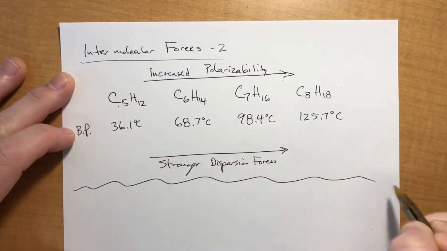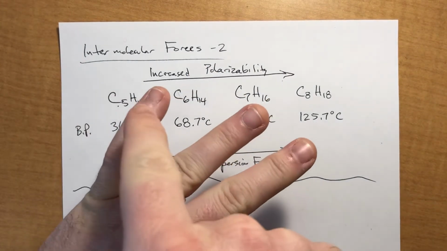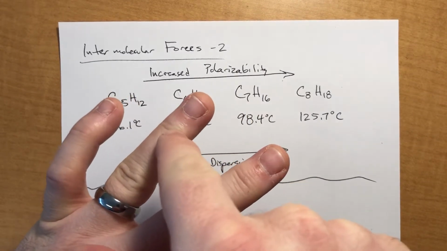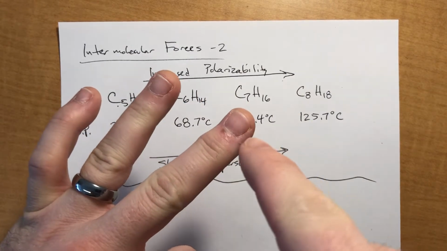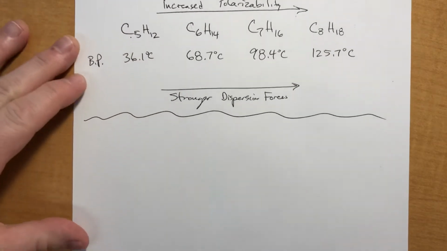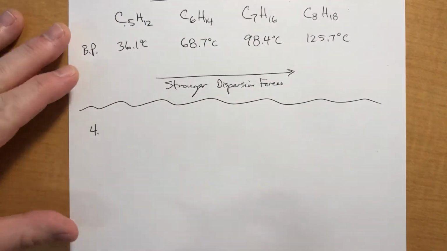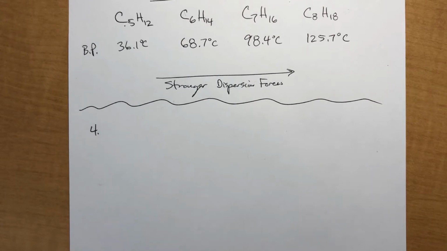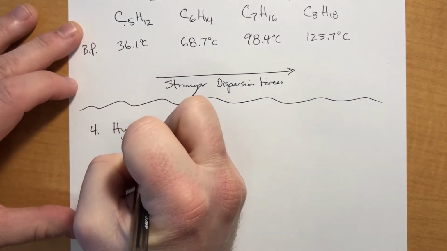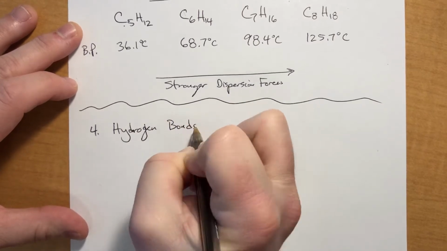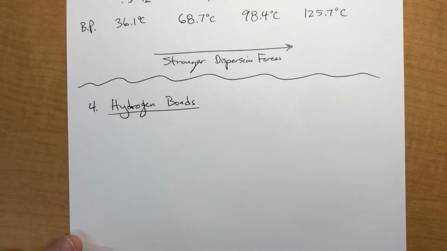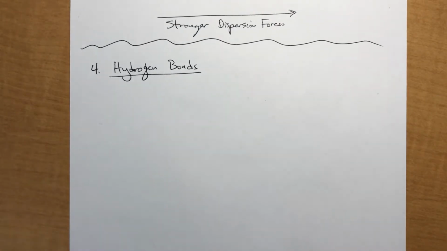Okay. We have talked about dipole-dipole forces, instantaneous and induced dipole forces, and then dispersion forces. The fourth one is the oddball of the bunch. It kind of is independent of the other ones. And these are hydrogen bonds. Hydrogen bonds are actually a very specific set of conditions.